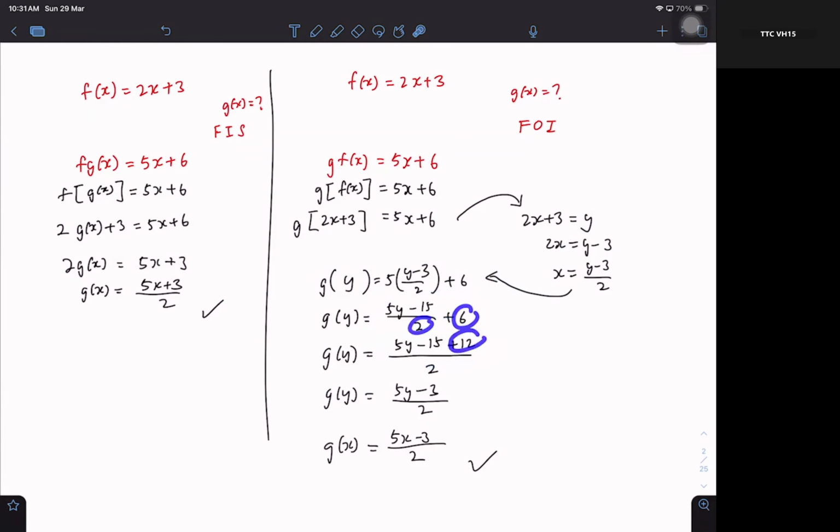6 times 2 is 12. Combine into a single fraction, make it become the same denominator. Then you press calculator. In the end, change the y become x, just like how we do the inverse. Inverse, in the end, you change the y become x, right? Just now also. So that's why find outside inverse, because the process is similar to inverse function.